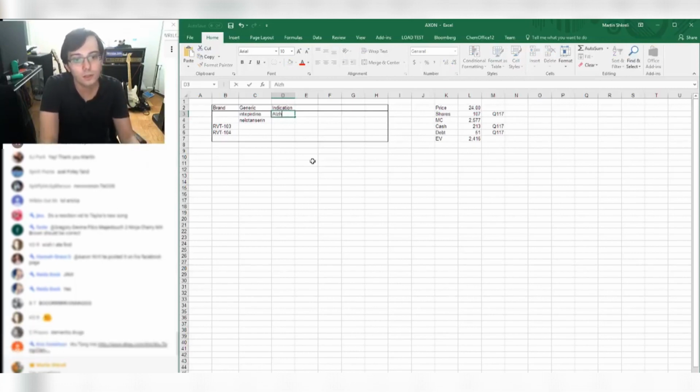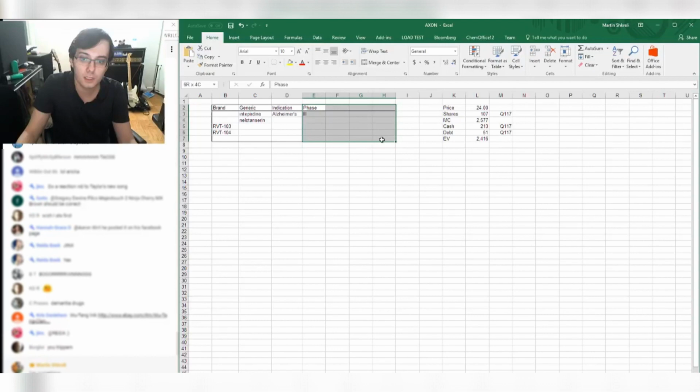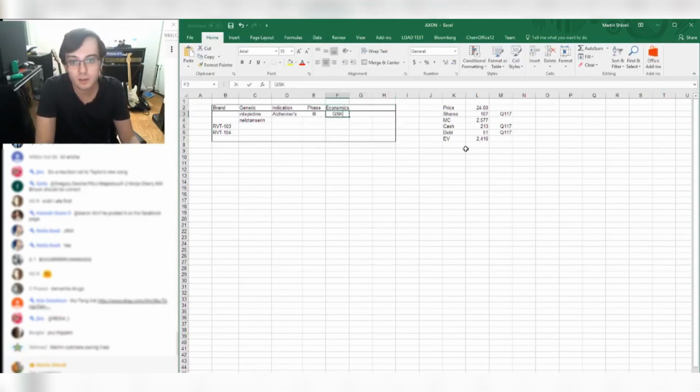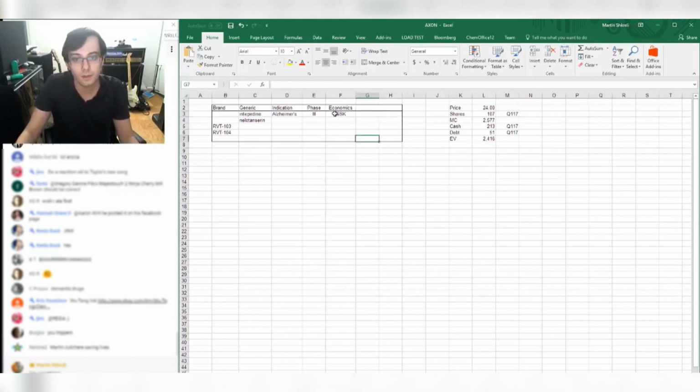Indication is, of course, Alzheimer's disease. The clinical trial is a phase 3 clinical trial, also known as kind of the pivotal last big clinical trial. The economics are that they owe GSK a little bit of money and or royalties. There's some intellectual property which we'll go through, and I think maybe we'll put in mechanism of action, which is a 5-HT6 antagonist. We'll eventually look at nelotanserin because we have to understand what the value of both of these drugs is if we're going to trade the stock.